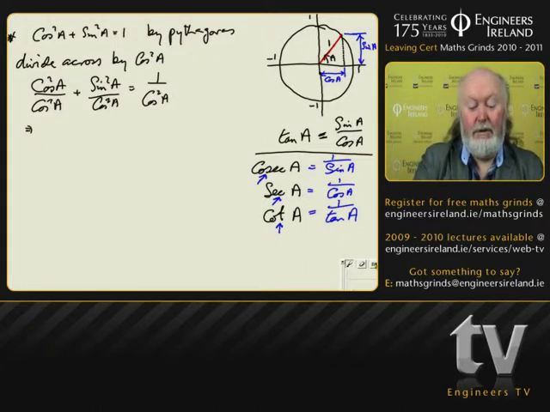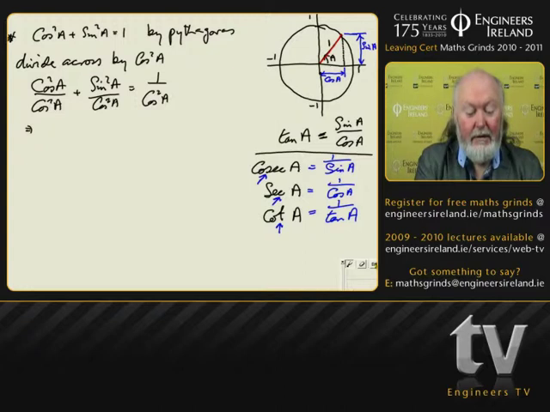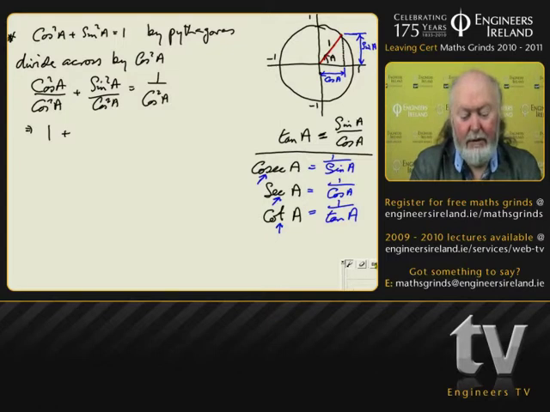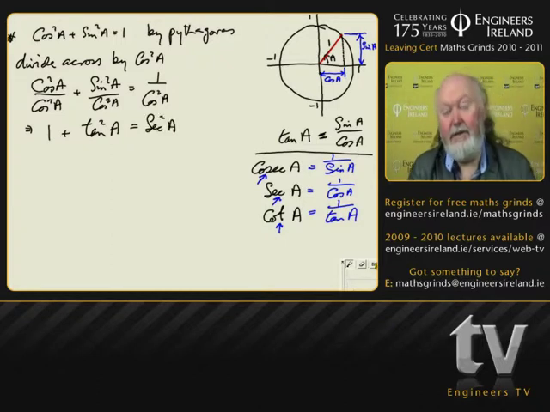So now we're in a position to continue with this. Anything divided by itself is 1. And if we have x squared divided by y squared, that's the same as x over y squared. So what we get here is tan squared A. And now we can replace. So that's the second identity.